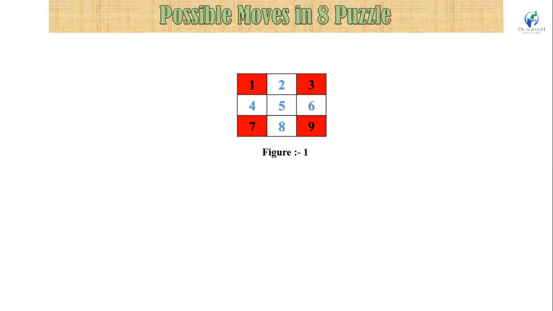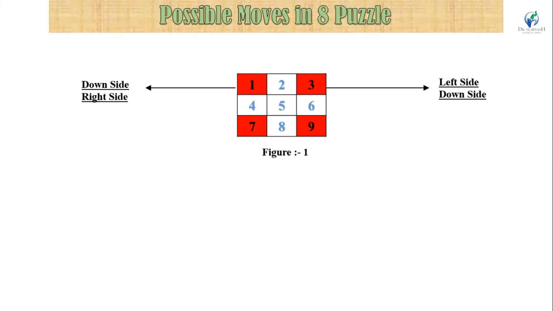If we consider digit 1 as the empty space, it can move only downside and right side. If we consider digit 3 as the empty space, we can move left side and downside. If we consider 7 as the empty space, the legal moves are right side and upside. If we consider 9 as the empty space, the legal moves are left side and upside. So here we find only two legal moves for these 4 empty spaces.